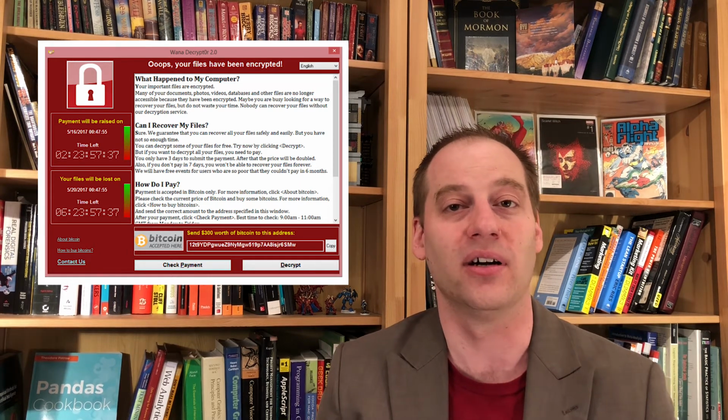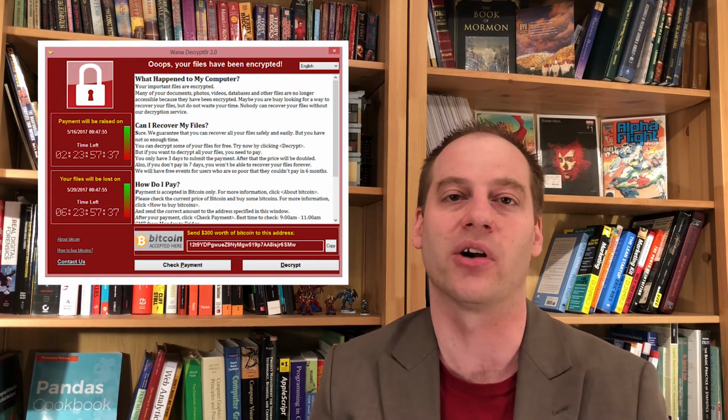WannaCry is a dropper, a program that extracts other programs within it, with 3 components. First, an encryptor and decryptor that encrypts many of the files on the machine. Second, a message application to instruct the user on how to get their files back by purchasing bitcoins for the attacker. And 3, Eternal Blue to spread itself to other computers internally and externally to the network.